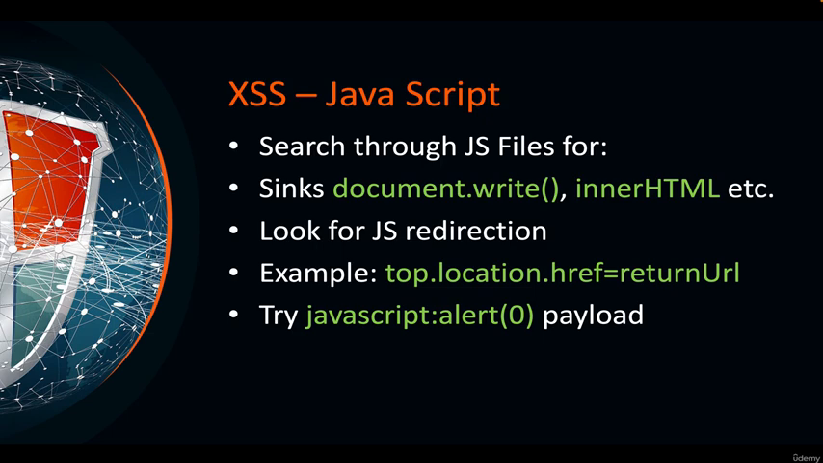So just go through the code in Burp, look for certain keywords, right? I have a whole list for those, which I will provide to you in a separate document. Look for JavaScript redirections. So whenever you see a return URL, like top location href return URL, well, first of all, analyze the function, but instead of putting a URL in there, maybe I can put a JavaScript alert 0 and it fires, right?